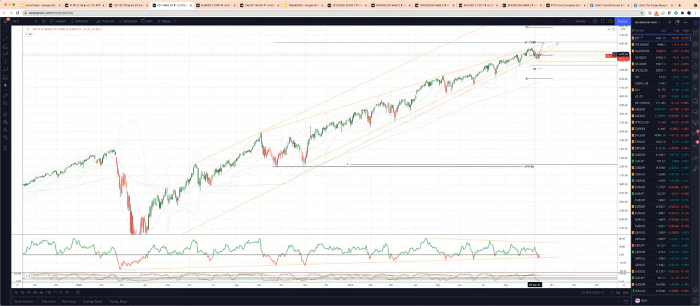However, importantly, if we cannot take out the trendline resistance and we get a rejection there, then I'm actually looking for prices to pull back into this monthly range support, prior lows here, back down into the 43.50 zone.